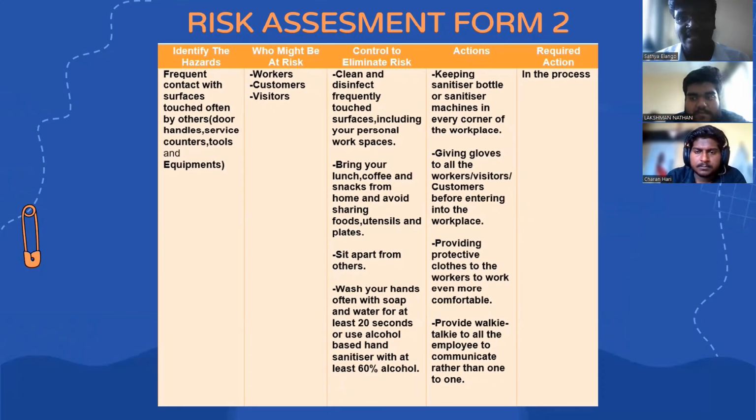So the actions done by the company are keeping sanitizer bottles or sanitizer machines in every corner of the workplace, giving gloves to all the workers, visitors, or customers before entering the workplace, and then providing protective clothes to the workers to work even more comfortably. And then lastly, providing walkie-talkies to all the employees to communicate rather than one-to-one. So the required action for the company is in the process.